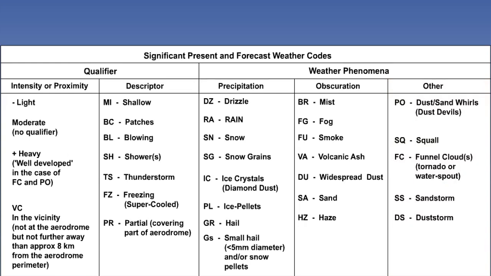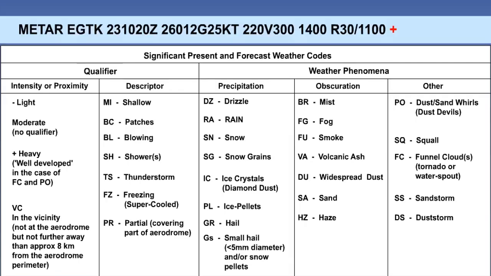Let's now look at how some of these symbols and letters are used. Let's analyze the code which indicates a heavy shower of rain. We use the following symbols and letters to represent this: heavy, shower, of rain.